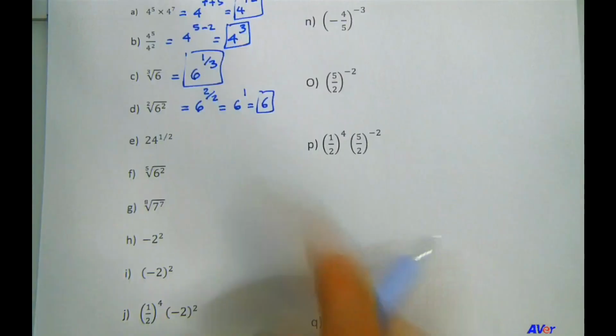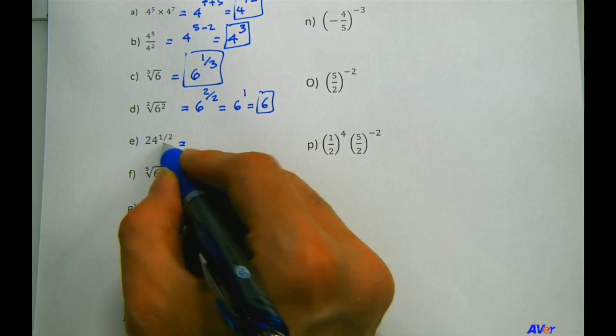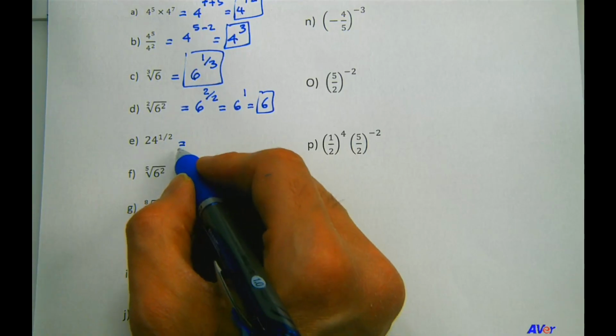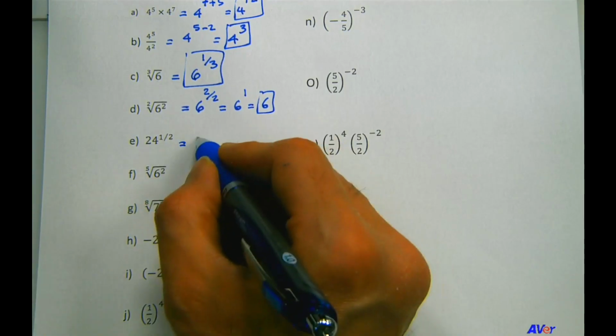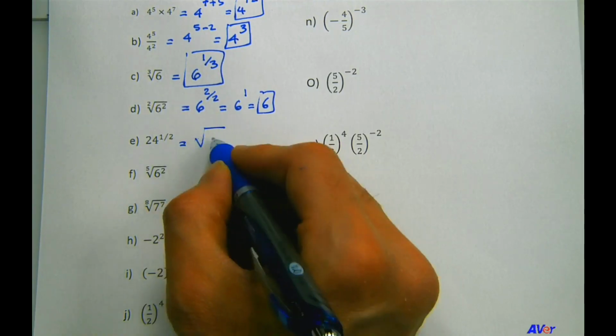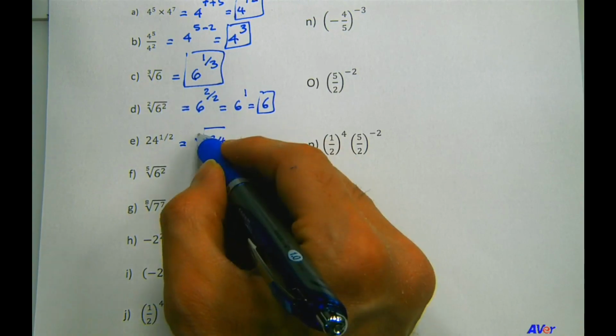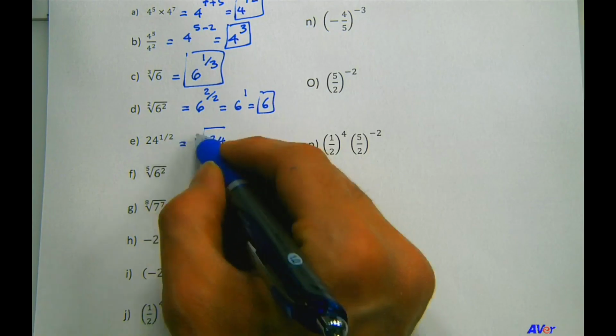All right. 24 to the 1 over 2 power. Let's write this in terms of a radical expression. So square root of, the denominator is 2. So this is the square root of 24. And the power on the inside is 1. The index is missing, which means it's 2.